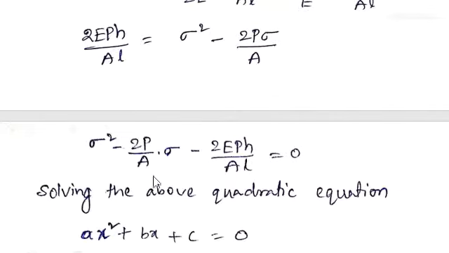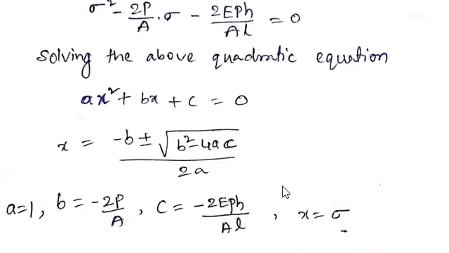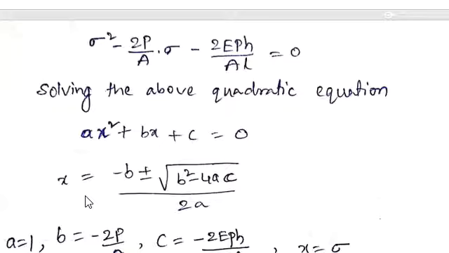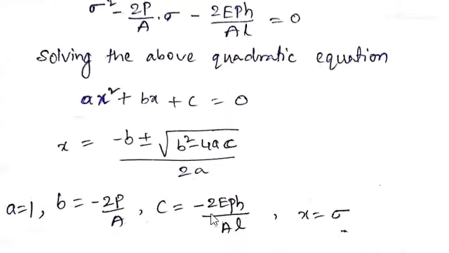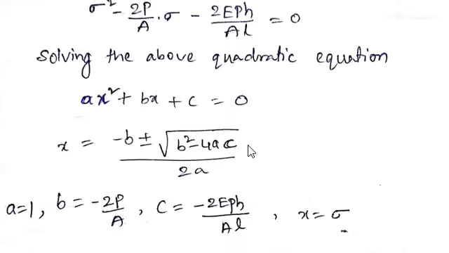This equation is in the form of a quadratic equation, that is, we know x square plus bx plus c is equal to 0. If we compare these two equations, in place of a we have 1, in place of b we have minus 2P by A, in place of c we have minus 2E Ph by AL, and in place of x we have sigma. For this quadratic equation, we know the quadratic formula to find the roots, that is, x is equal to minus b plus or minus under root of b square minus 4ac, by 2a. Here also, to find the stress sigma, we can use this formula.